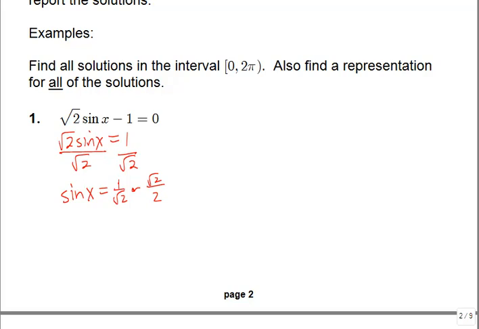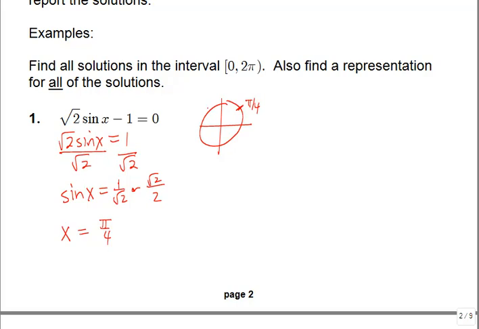So this would be an example of one that you should be able to do by hand and not need a calculator for. Root 2 over 2 is that nice pi over 4 angle. So one solution would obviously be pi over 4, and remember that that's the angle that's in quadrant 1. But think about the other places where sine of x is also equal to a positive root 2 over 2.